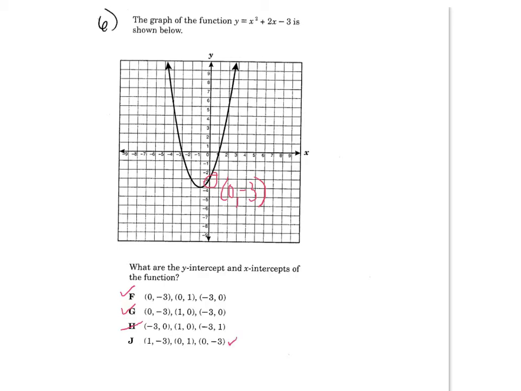So let's look at our x-intercepts. We have an x-intercept right here, which if I was to write that ordered pair, it would be 1, 0.